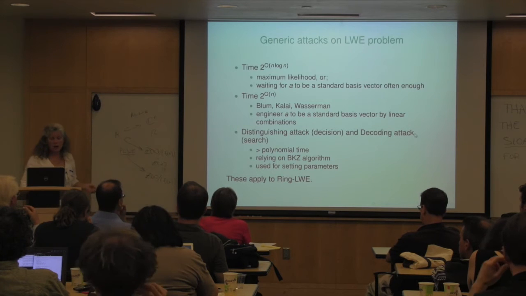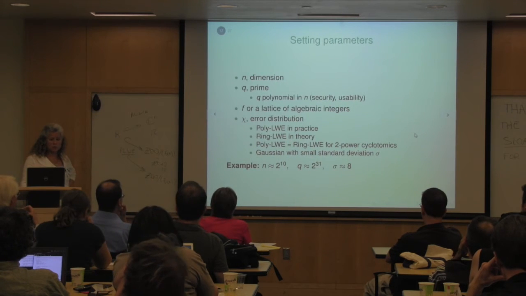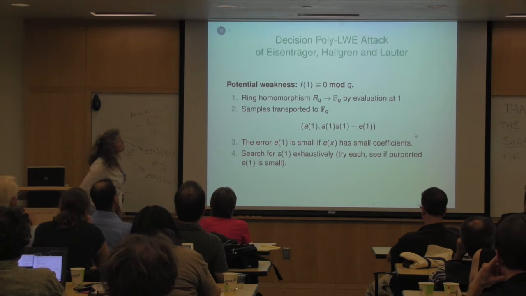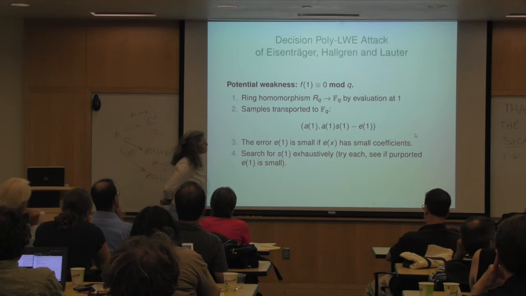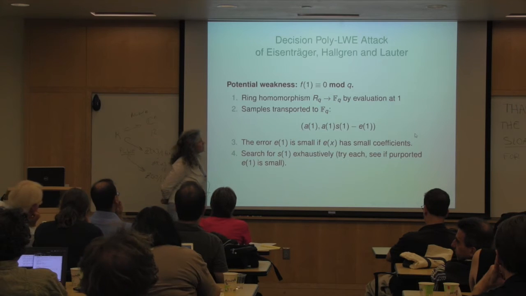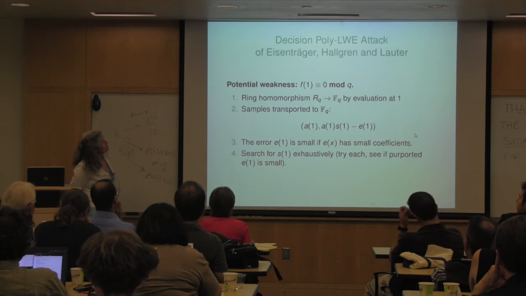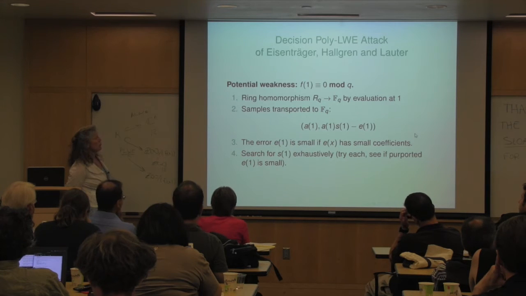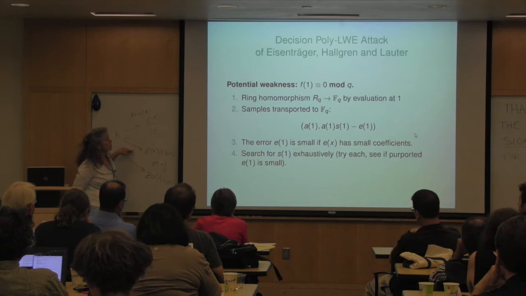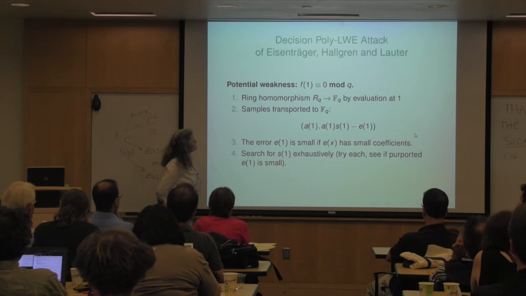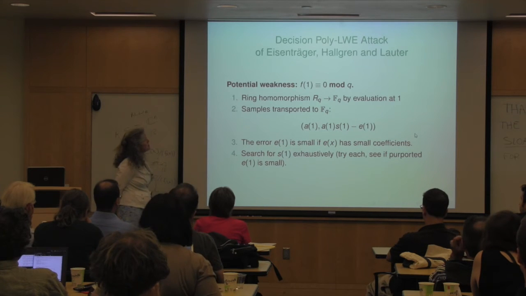So in this talk, I'm talking about new or relatively new attacks that show you that you should be careful in general if you're using ring LWE. The attack on the decision version of what I call polynomial learning with errors is due to Eisentrager, Hallgren, and myself from SAC 2014.